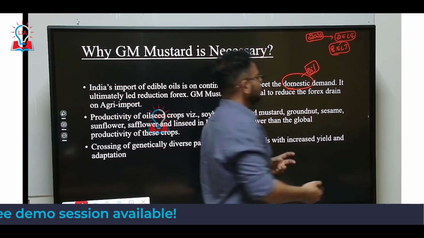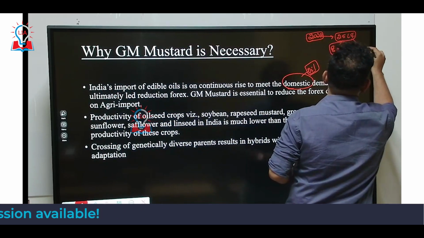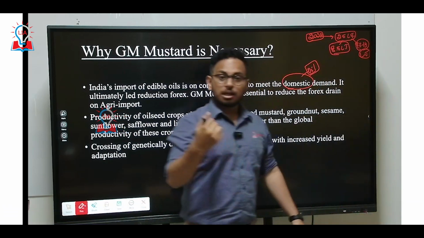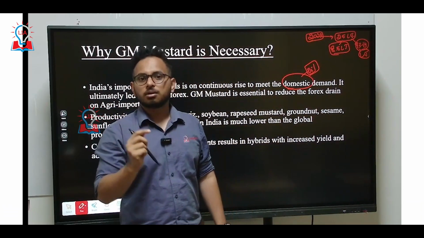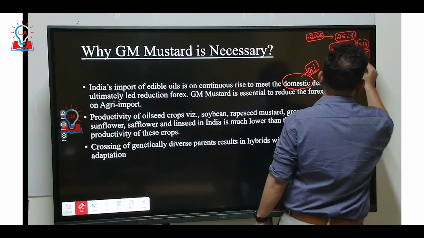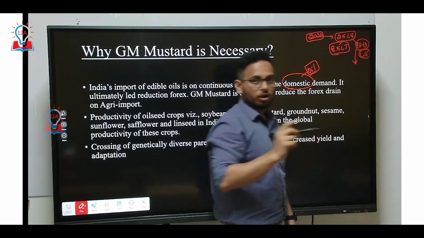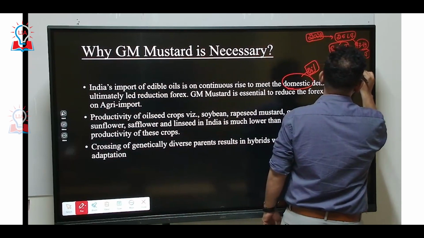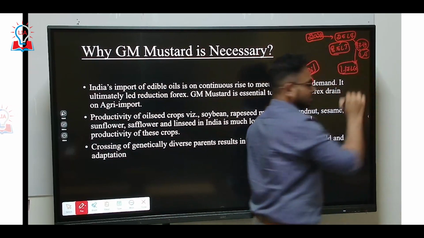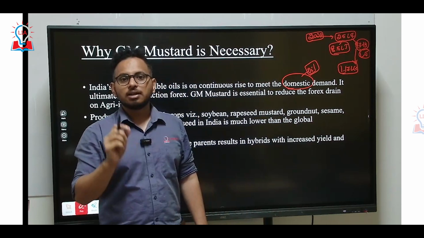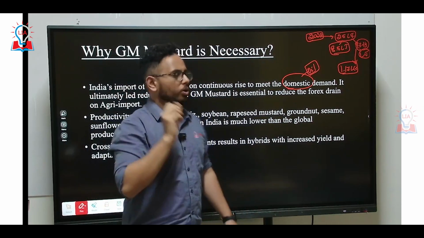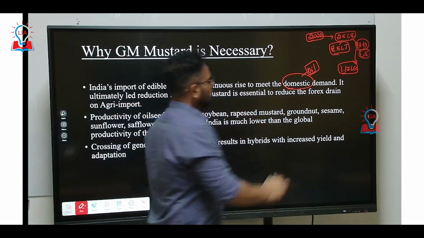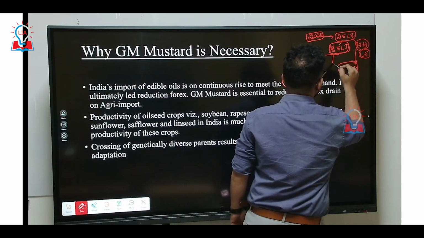So where are we getting the deficit from? The remaining 13 to 14 lakh tons of edible oil is our import. To import this 13 to 14 lakh tons of edible oil, you know how much money we spend? We spend 1.17 lakh crore rupees.